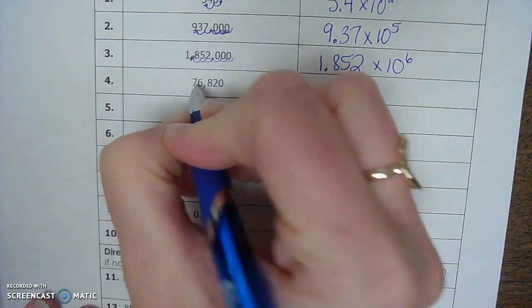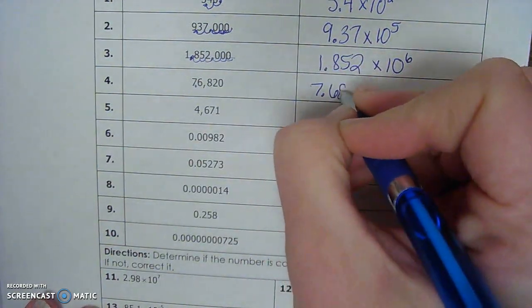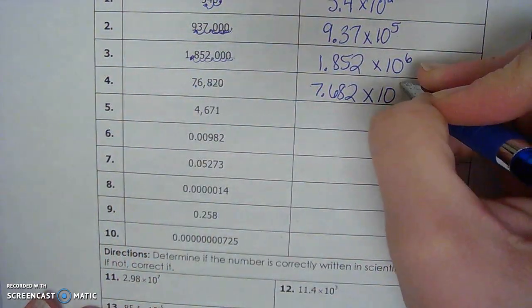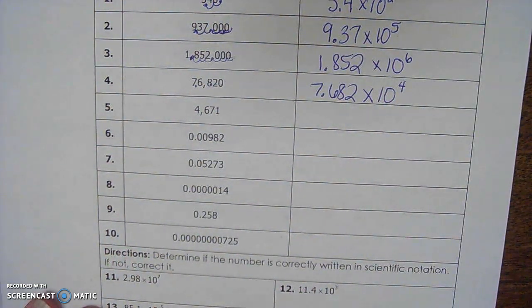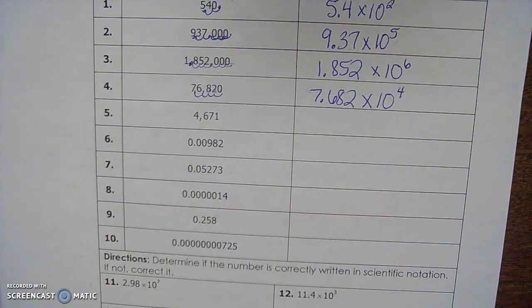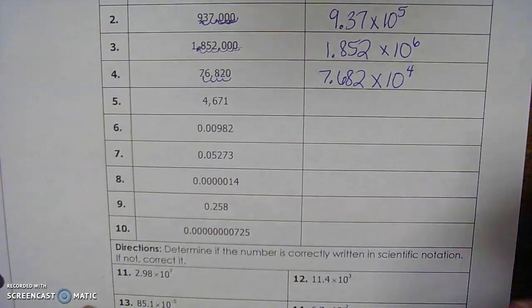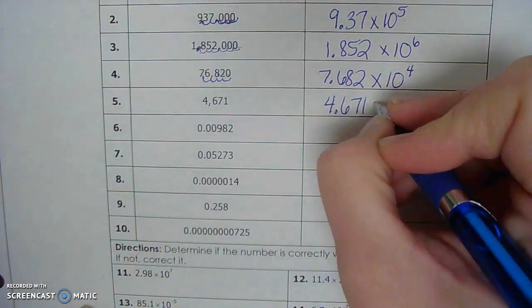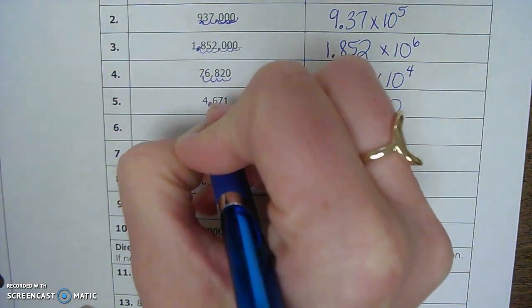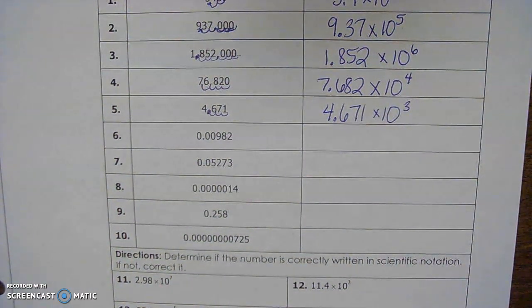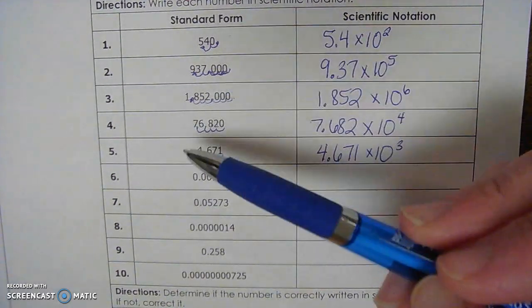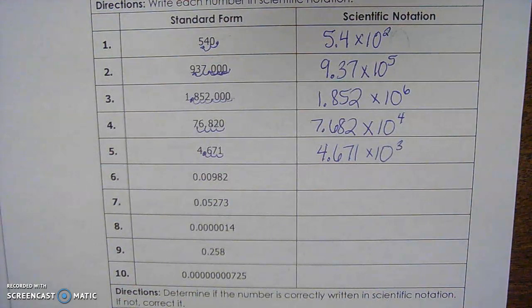This one here, the decimal needs to go there, 7.682. 1, 2, 3, 4. So times 10 to the 4th. Again, if you would rather put the little swoops in, you can do that. This one's a little bit weird because it's only in the thousands, but you can still do 4.671 times 10. So here's my decimal, 1, 2, 3, to the 3rd. Notice all of those standard numbers are bigger than 1, so all of our exponents are positive.